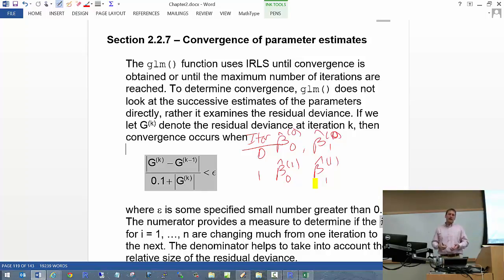R doesn't look at these beta hats directly. Instead, it forms a one-number numerical summary of all the beta hats in the model. And it does it by looking at the residual deviance. Can someone tell me what the residual deviance is?